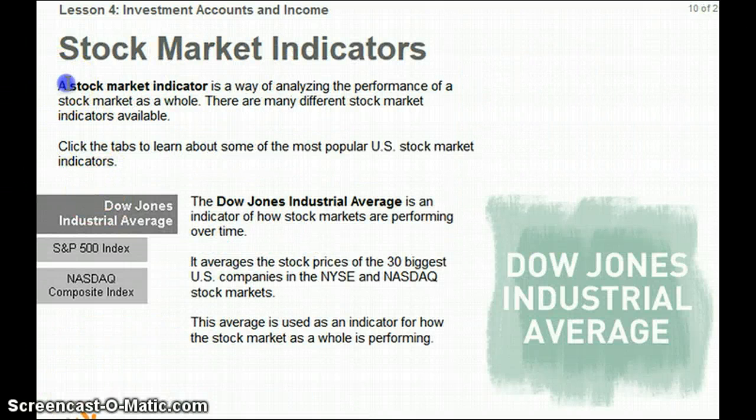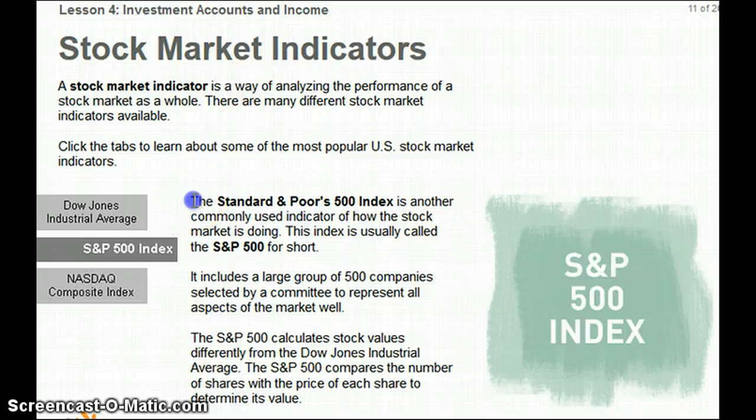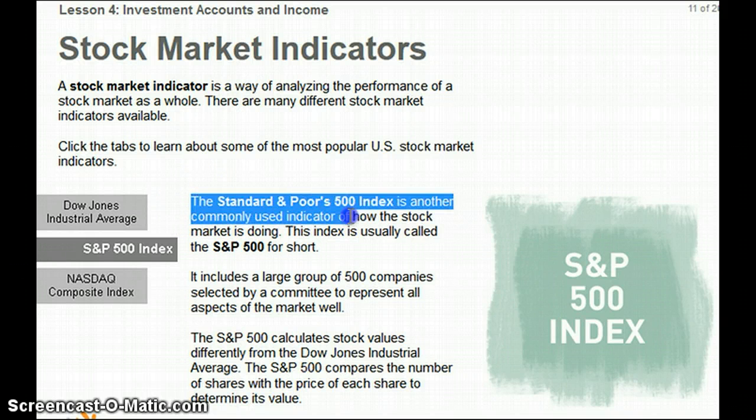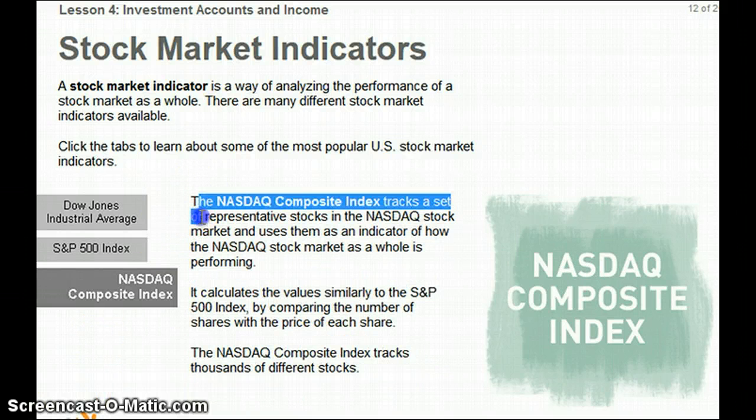There are certain stock market indicators. There's the Dow Jones Industrial Average, which is an indicator of how stocks are performing over time. There's the Standard & Poor's Index, which is another commonly used indicator of how stocks are doing. And there's the NASDAQ, which is a composite index that also tracks a set of representative stocks in the NASDAQ stock market.